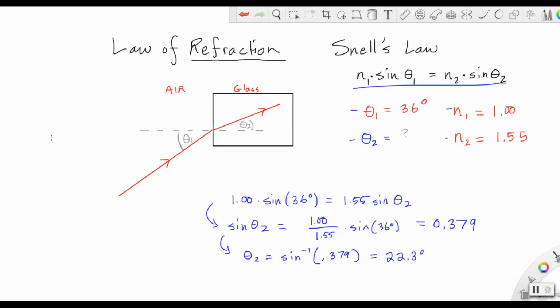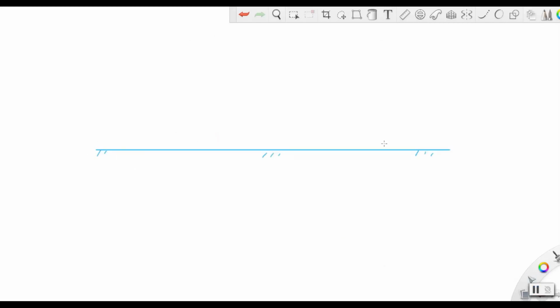I would like you to notice that if we take a swimming pool, for instance, we can look at the case where we have light going into the pool and light going out of the pool. So let's do that real quick. Here I have the surface of the water, so everything below that is water and everything above it is air. Let's go ahead and label that. This time, instead of using 1 and 2, we can label them A and W for air and water.